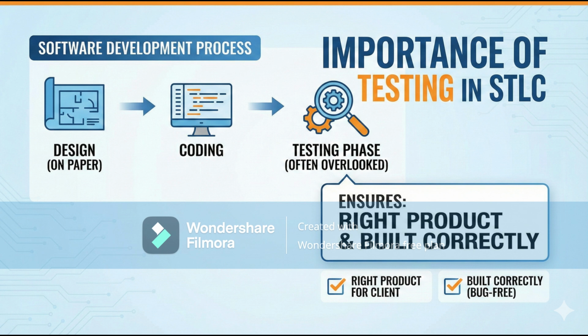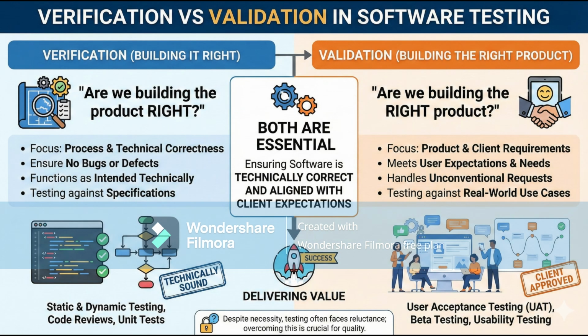Testing ensures that the software being built is both the right product for the client and built correctly. Verification and validation: this segment explains the concept of verification and validation in software testing. Verification ensures the product is built correctly without bugs, meaning it functions as intended technically. Validation, on the other hand, checks whether the product meets the client's requirements.